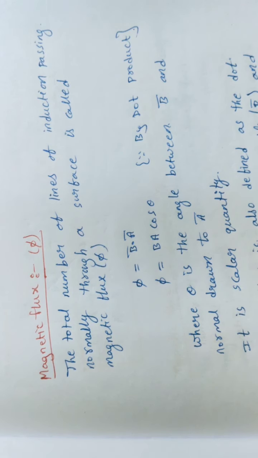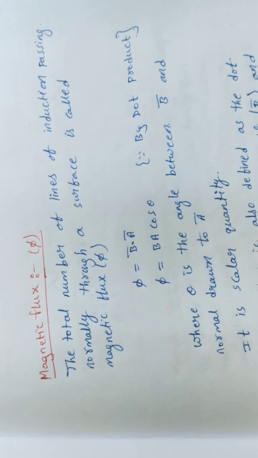Actually students, magnetic flux is a scalar quantity. Which type of quantity do we consider this magnetic flux? Magnetic flux is considered as a scalar quantity. So first of all, how can we go through this magnetic flux concept? The total number of lines of induction passing normally through a surface is called magnetic flux. See students, the total number of magnetic field lines coming out from the unit north pole of a magnet we also call magnetic flux only.